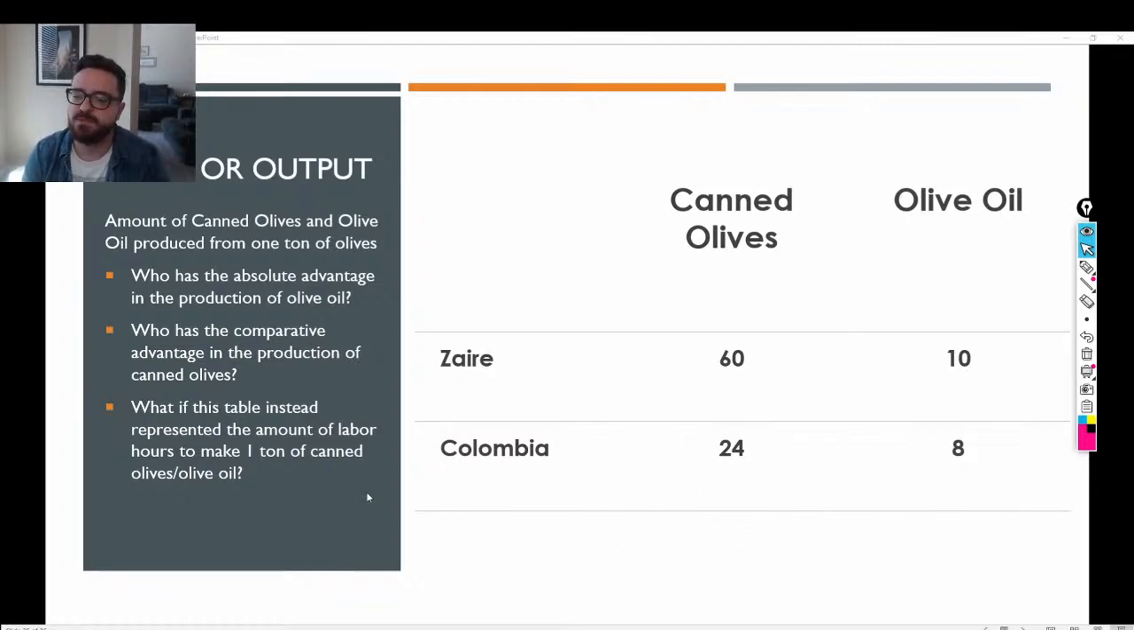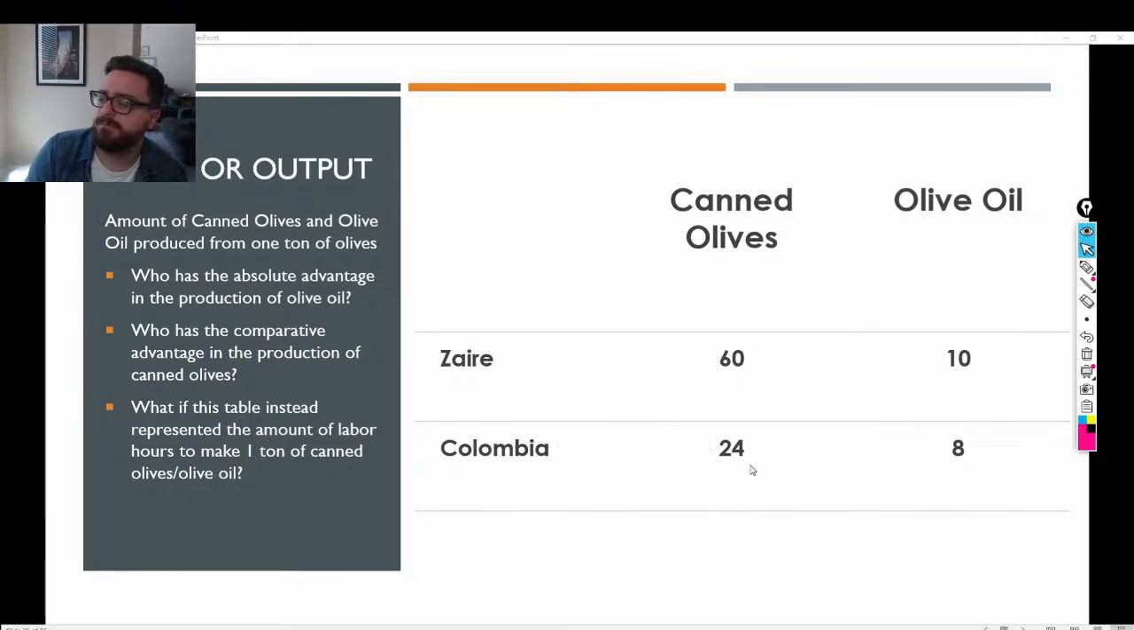That's where it becomes an input problem and things get different. Now, for an input problem, your definitions don't change. For an input problem, the absolute advantage is still who can produce the most, if I give them both the same amount of time. It's just, if this is the amount of hours it takes for them to make it, Colombia could make more of them. If I gave them both the same amount of time, Colombia is pumping out a lot more than Zaire is, because it takes them 60 hours to make a ton of them. It takes Colombia only 24 hours. Colombia is better in that example.